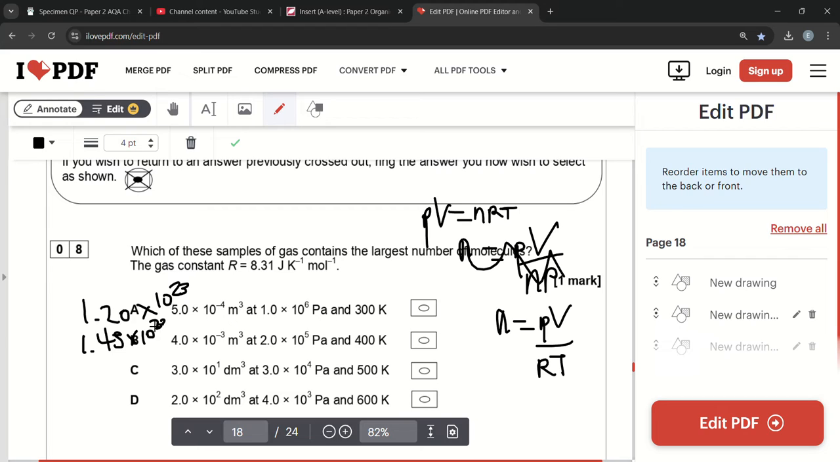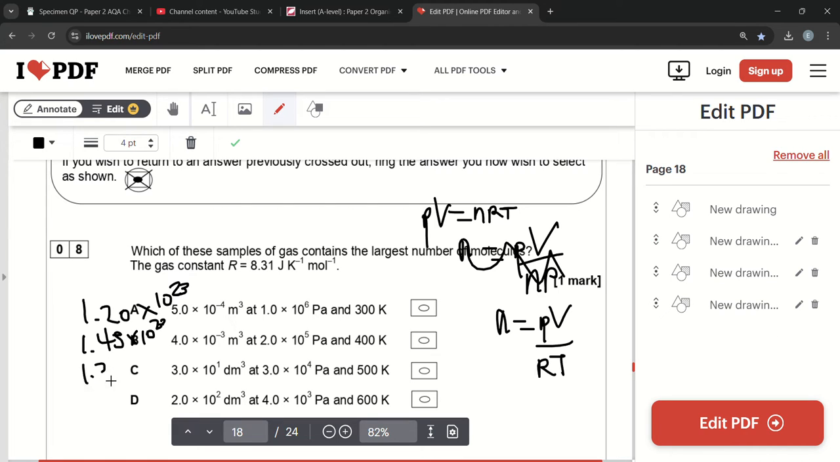3.0 times 10 to the power 1 times 10 to the power minus 3, times 3.0 times 10 to the power 4, divided by 500 times 8.31, times Avogadro's constant, gives 1.3 times 10 to the power 23.